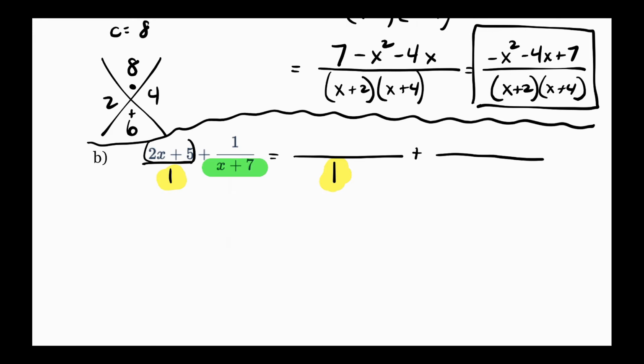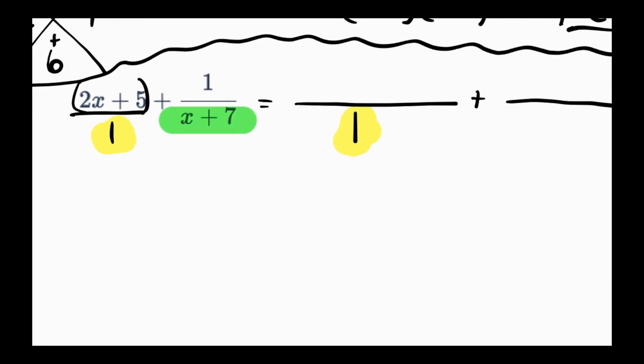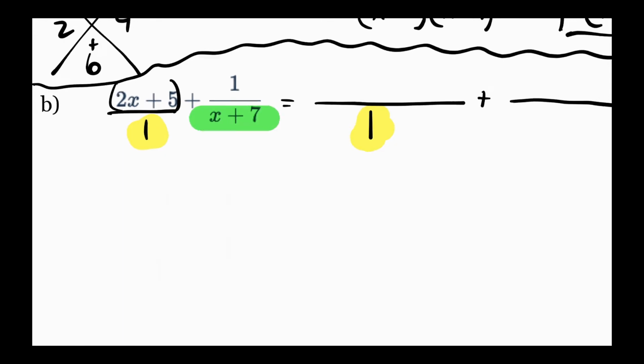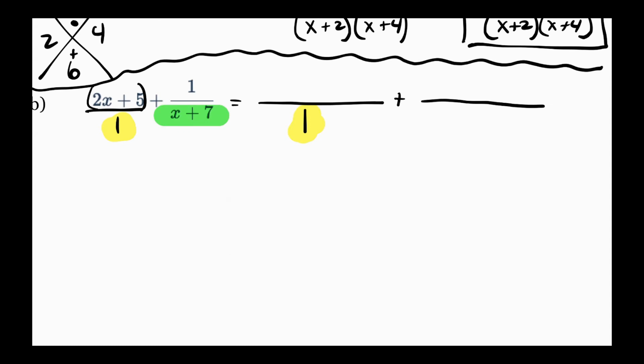Next one is x plus 7, the green one. It's a binomial. Does the green have a GCF? No, it doesn't. Is it difference of squares? No. So it's already factored. Oops, sorry, I forgot to put the numbers in the top too.